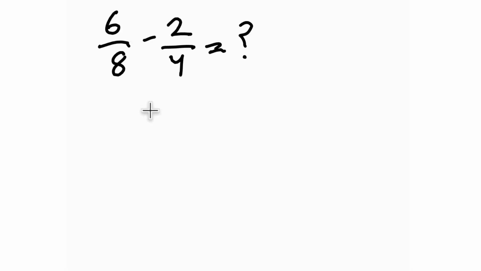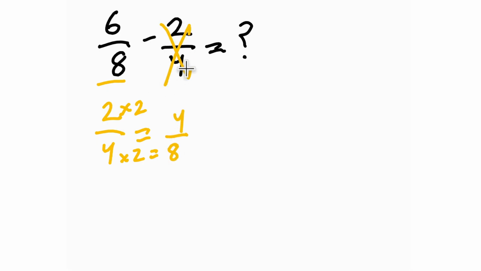Now it's time to move to subtracting fractions. Adding fractions might have taken a little time, but now that you know how to do that, subtracting fractions is very similar. 6/8 minus 2/4. Well, we have to make 2/4 with a denominator of 8. So 4 times 2 is equal to 8. So 2 times 2 is equal to 4. So 2/4 is equal to 4/8.